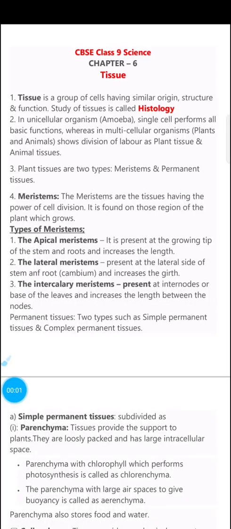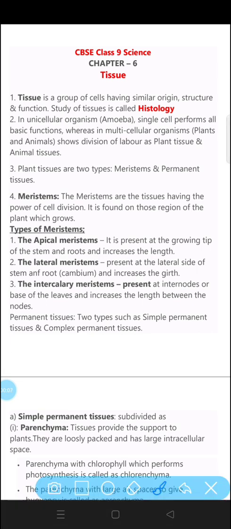Hello everyone. Today we are going to start a new chapter of ninth standard, that is tissue. So we will start with the definition of tissue. Tissue can be defined as a group of cells having similar origin, structure and function. And the study of tissue is called histology.